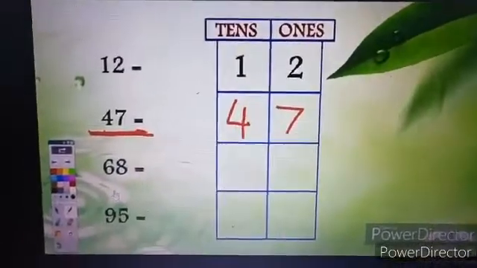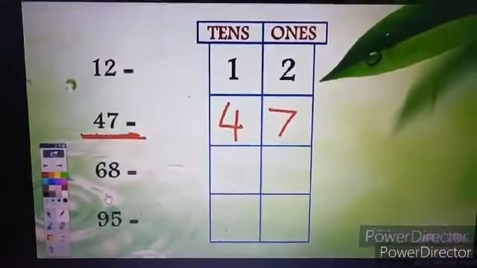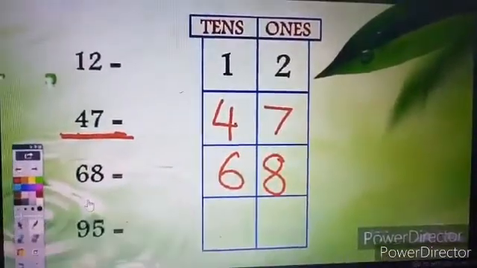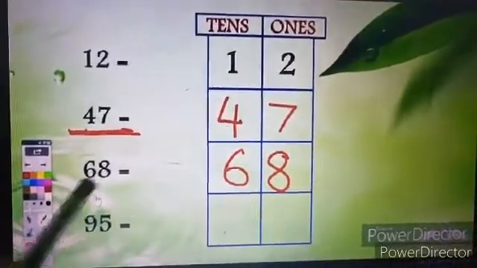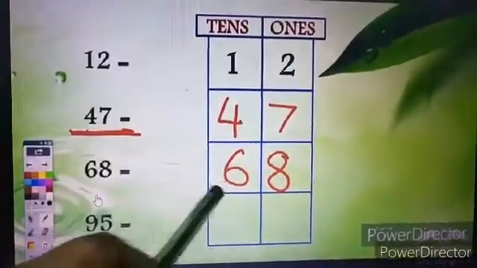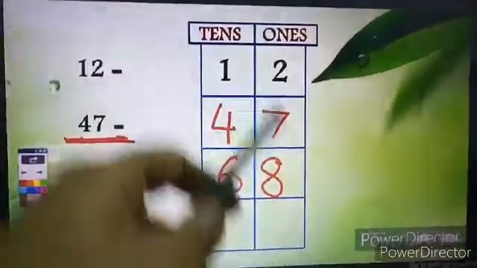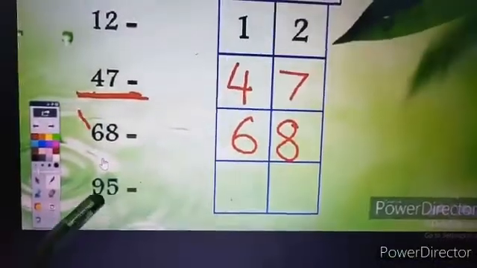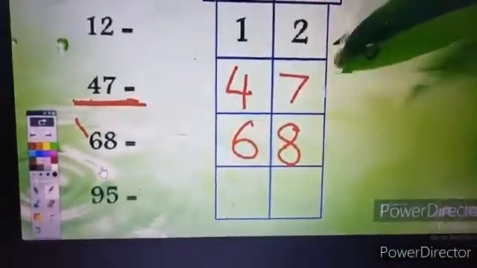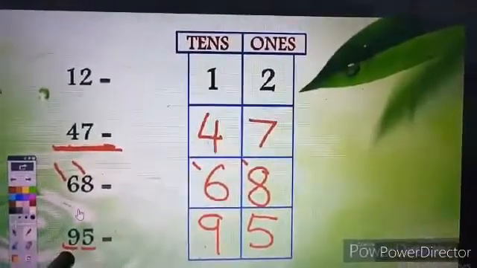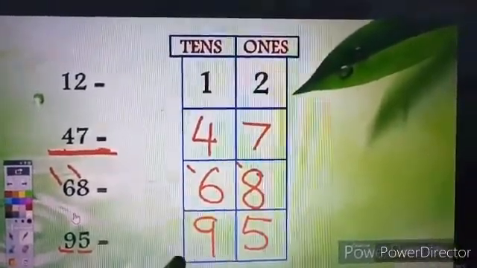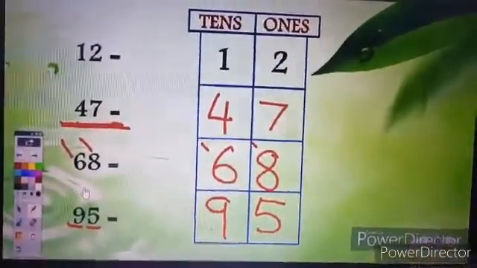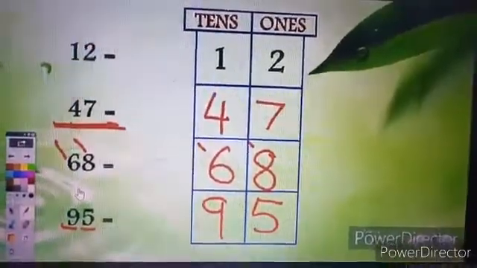Okay, after that, see, I have written 68. Now place 68 in their respective rooms. How will we place it? 6 will sit in the tens room and 8 will sit in the ones room. Understood? Now let's see the next number, that is 95. Here also we will do the same thing. 9 will sit in the tens room and 5 will sit in the ones room. Now all of you understood the place value of two digits.